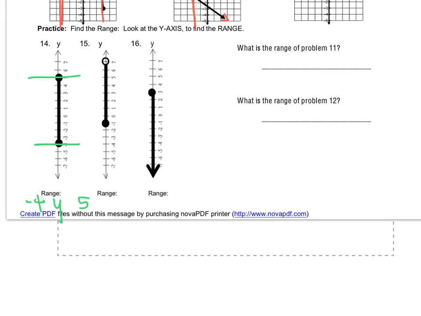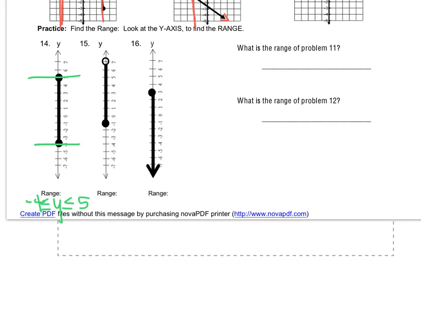Notice this looks just like our x did, except we're reading it from bottom to top, and we're putting our y in there. At -4, it was a closed circle, so it's less than or equal to. And at +5, it was also a closed circle, so again, it is less than or equal to.